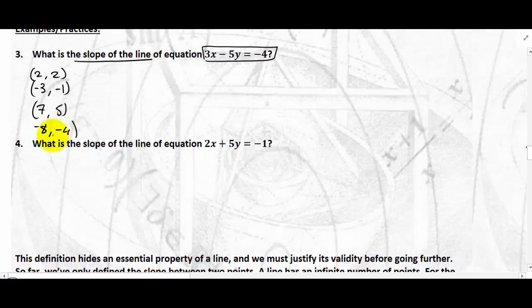Now, according to our previous definition, the slope of the line would be the slope between any 2 points on the line. For example, let me take these 2 points right here. What's the slope between these 2 points? So 5 minus negative 1, that's 5 plus 1, over 7 minus negative 3, 7 plus 3. So that's 6 over 10. Let's divide by 2, it is 3/5. The slope between these 2 points is 3/5.